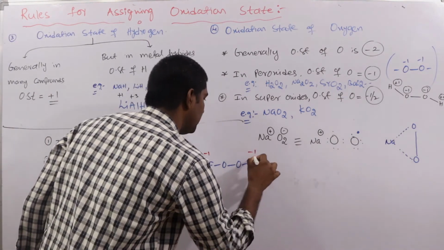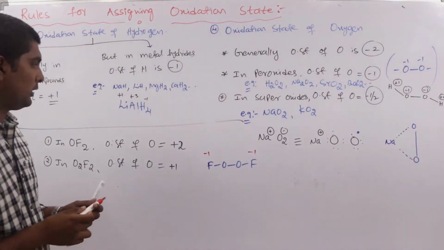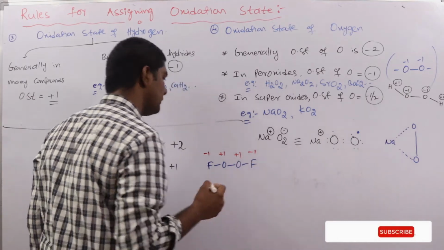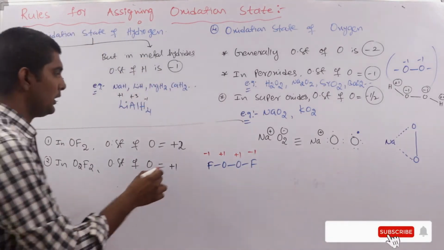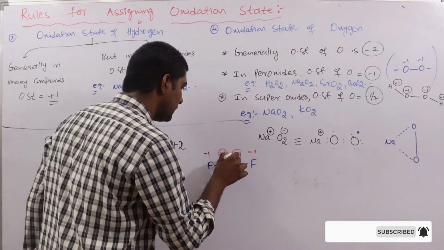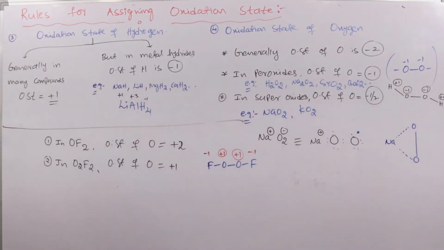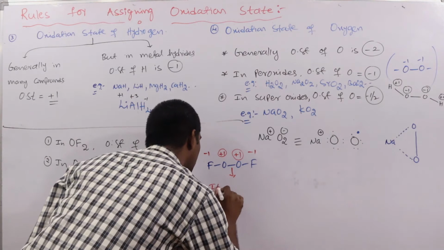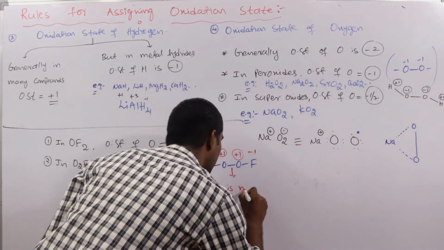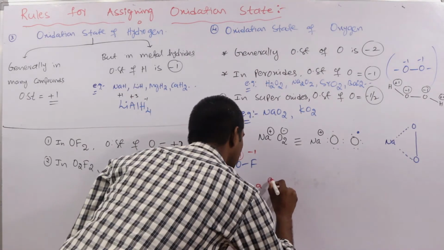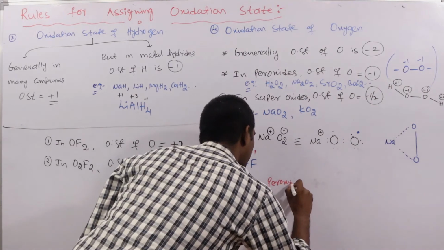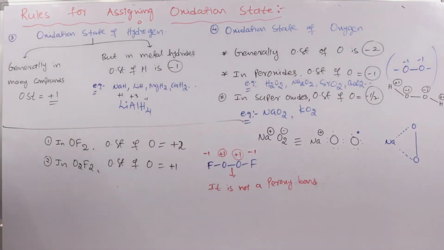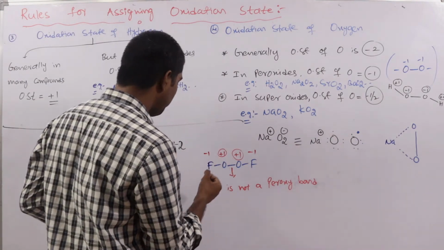Okay, so here fluorine is definitely -1, yes or no? So this oxygen has +1, this one is also having +1. So here the oxygens have what oxidation state? +1. So that's why this OO bond is not a peroxy bond. Okay, so this OO bond is not a peroxy bond.